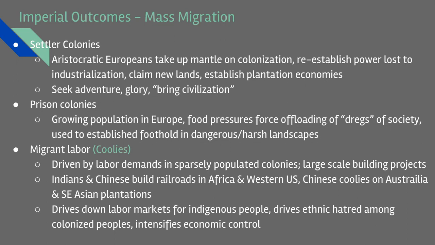Now, the other mass form of migration that is going on at this point is not a resettlement type of location, as with these settler or prison colonies. This is more of a constant migration, and that is the coolie labor. The coolie labor never really settles down in one area. Again, they're driven by labor demands in the more sparsely populated colonies. Anytime there is a large scale building project, there is a dam to be built, there is a bridge to be built, there is a railroad to be built, coolie labor will always be brought in from usually India or China.